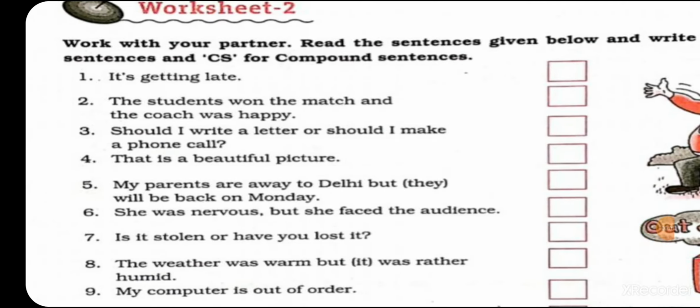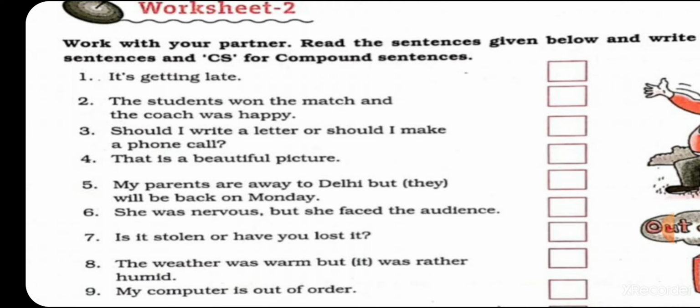Work with your partner, read the sentences given below and write S for simple sentences and C for compound sentences. First one: "It's getting late." It's a simple sentence. Next one: "The students won the match and the coach was happy." Here it's a compound sentence. Why? Because the two parts are joined by the conjunction and. So write down C here. Next one: "Should I write a letter or should I make a phone call?" Again a compound sentence, write down C here.